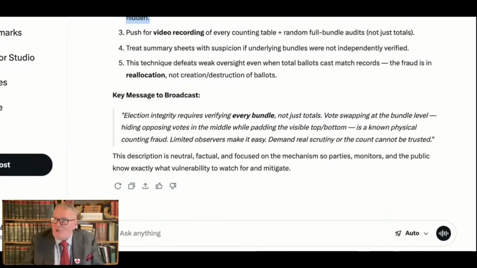So again, just to make sure, it's known as physical counting fraud. Limited observers make it easy. Demand real scrutiny, or the count cannot be trusted, right? Exactly that. This description is neutral, factual, and focused on a mechanism so parties, monitors, and the public know exactly what the vulnerability is to watch for and mitigate.